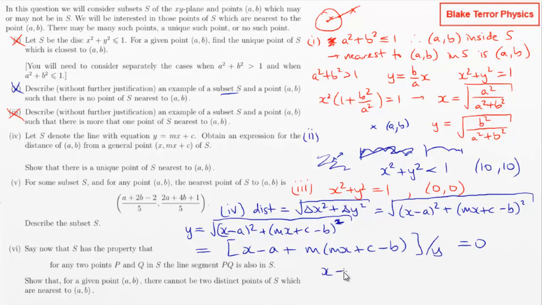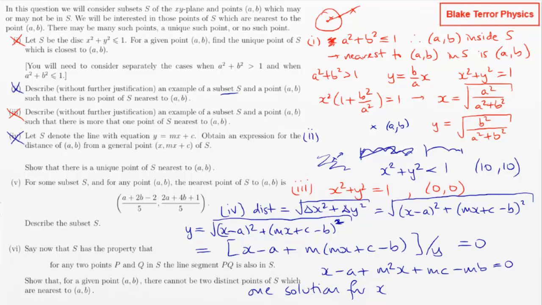So we've got x minus a plus m squared x plus mc minus mb is equal to 0, which has one solution for x. We've got a linear equation in x, so we're only going to get one place that is actually going to cut the axis. So that's showing that we've got a unique point.